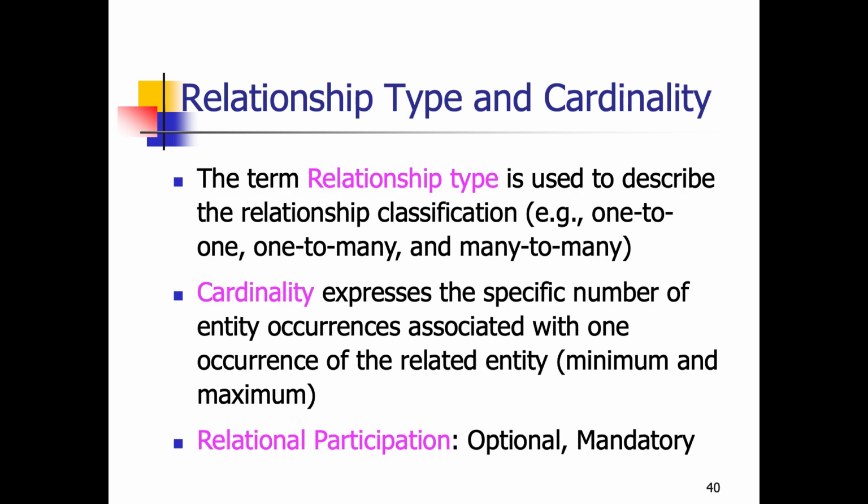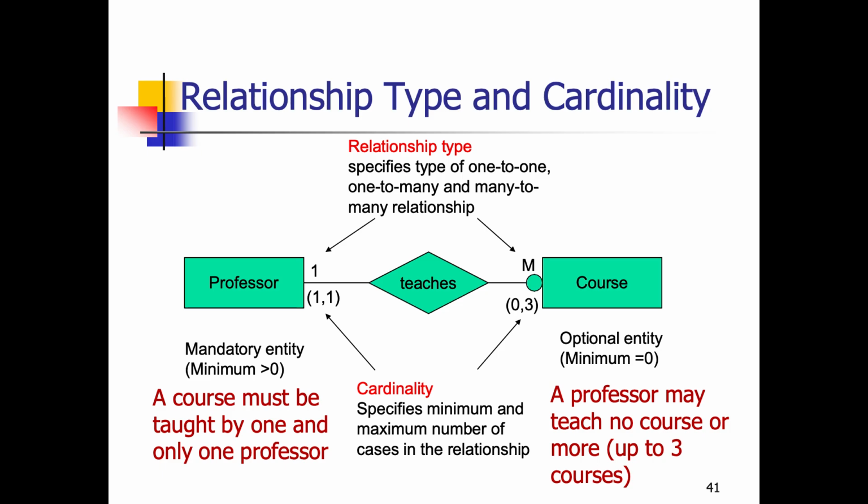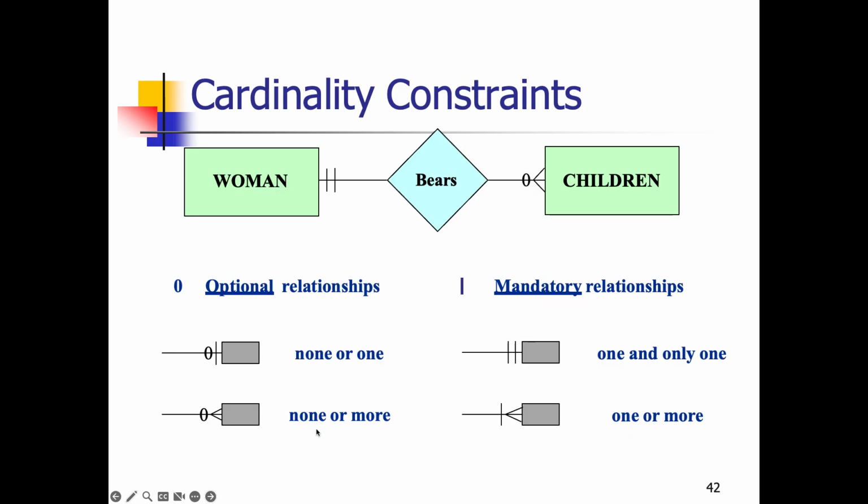But if we assume, and this is just an assumption, that a customer should buy many, then it is mandatory. So this is the sign for optional or mandatory that we use, and we call them relational participation. Here you see, for example, a course must be taught by one and only one professor, and the professor may teach no course or more. So from this side it's optional, but from the other side it is mandatory.